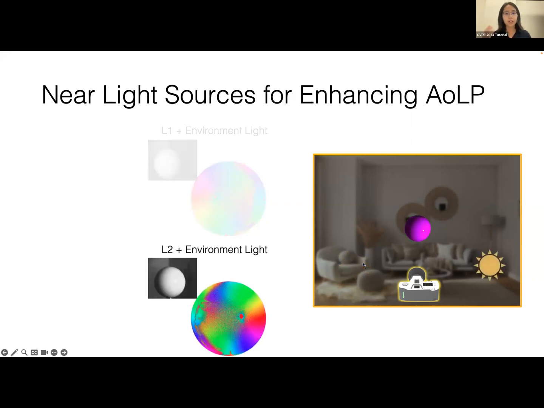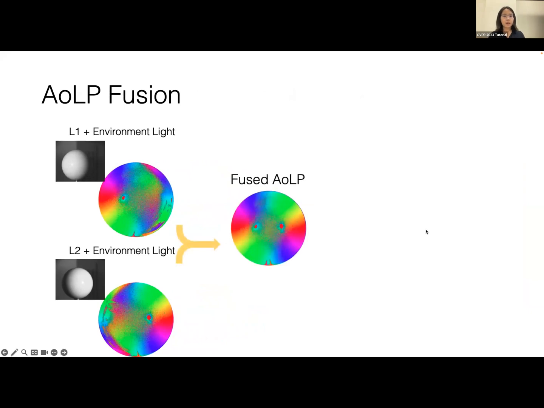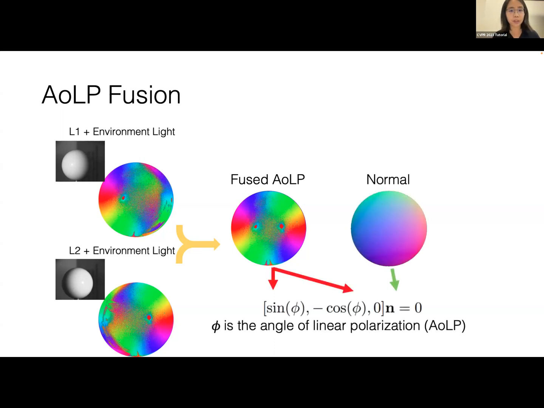And then we turn it off and turn on another light source, which is on the right side of the object. And you can see the other side is enhanced. And then by combining these two, we can get a much better angle of polarization map, which is more related to the surface normal. Basically, this rules out the influence of the uncontrolled environment light on polarization state. And with this, you can do a better normal estimation.